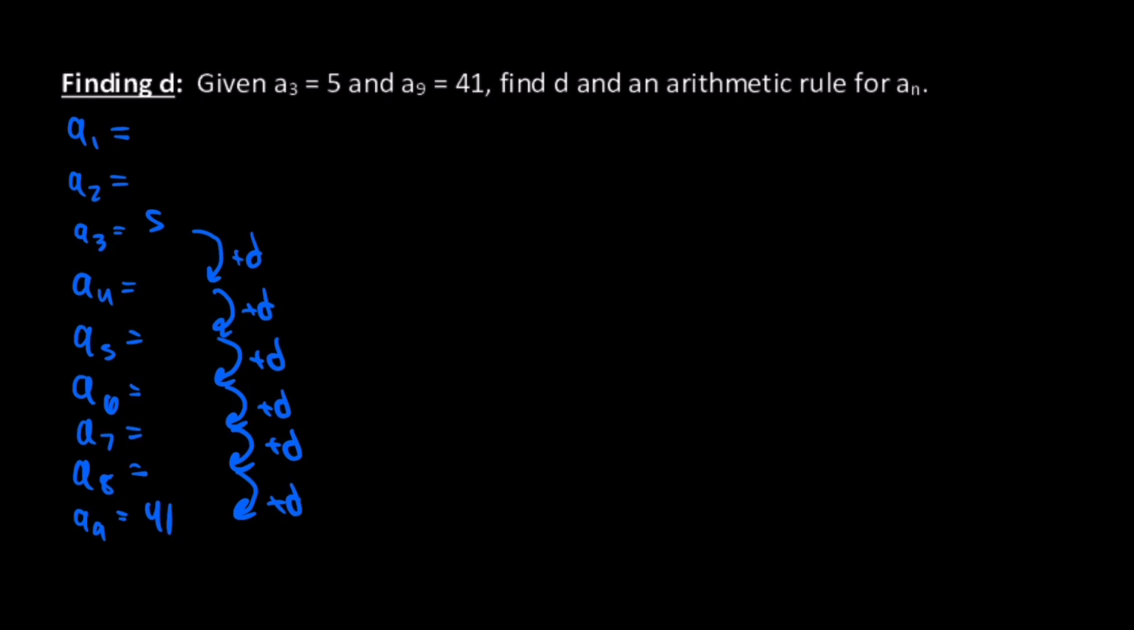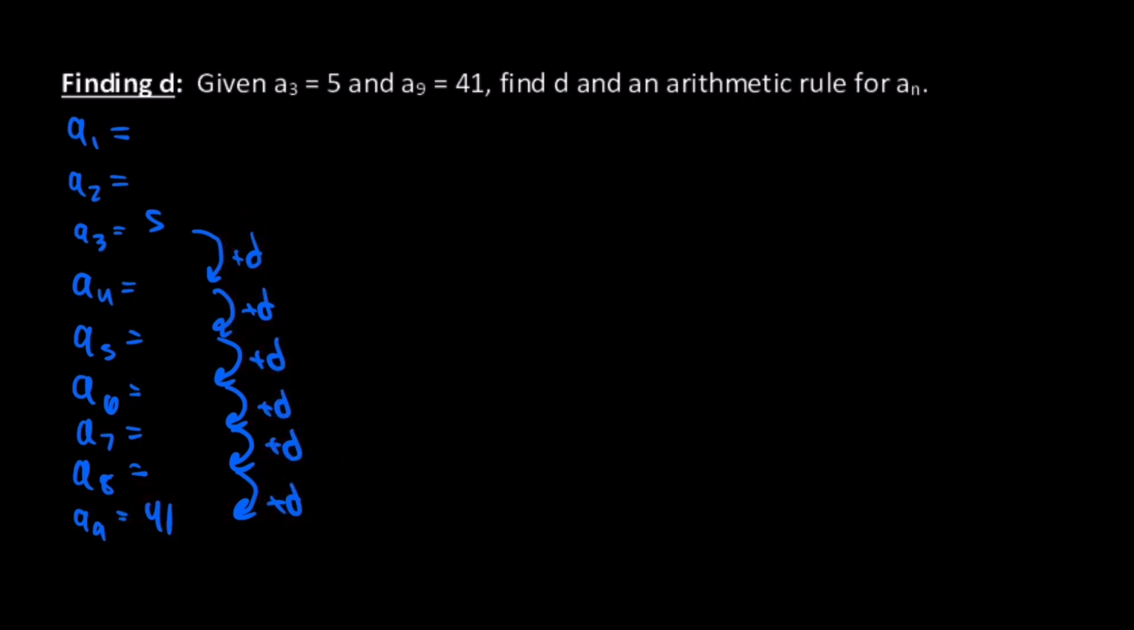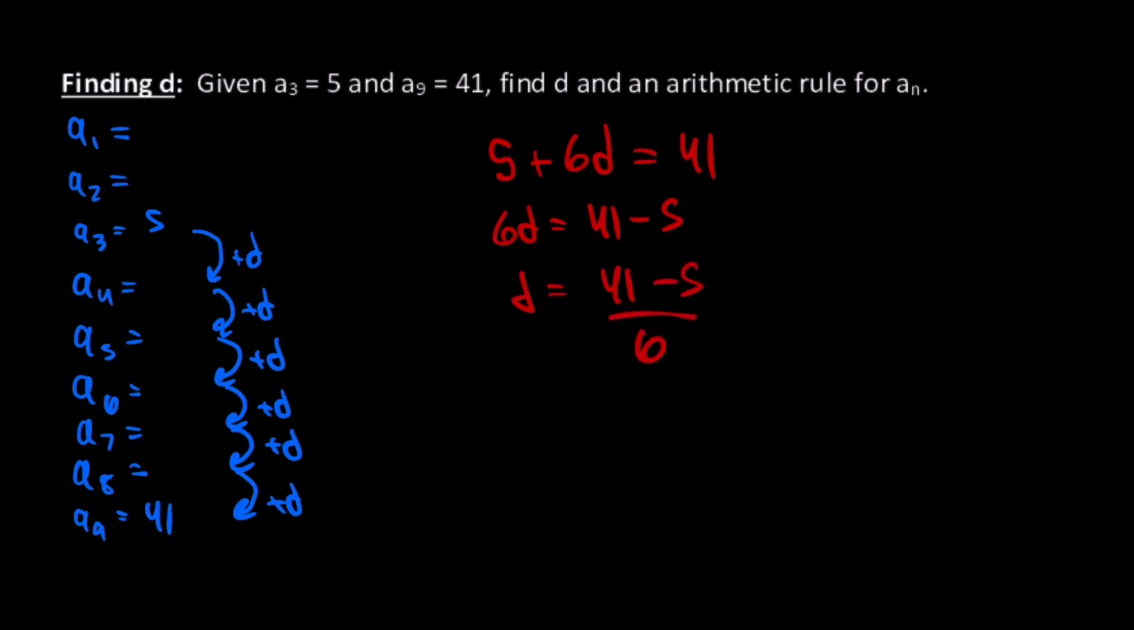Well, take a look at this. What am I saying here? To go from this term to this, what am I doing? 5 plus D plus D plus D plus D plus D plus D equals 41. 5 plus 6D equals 41. And now I need to solve for D. I'll subtract 5, so 6D equals 41 minus 5. Now divide by 6. So D equals (41 minus 5) divided by 6.